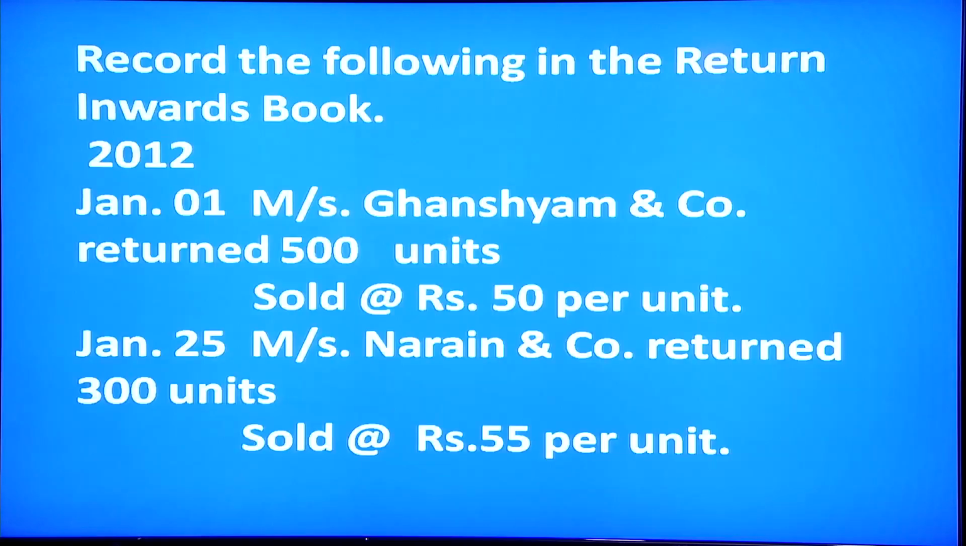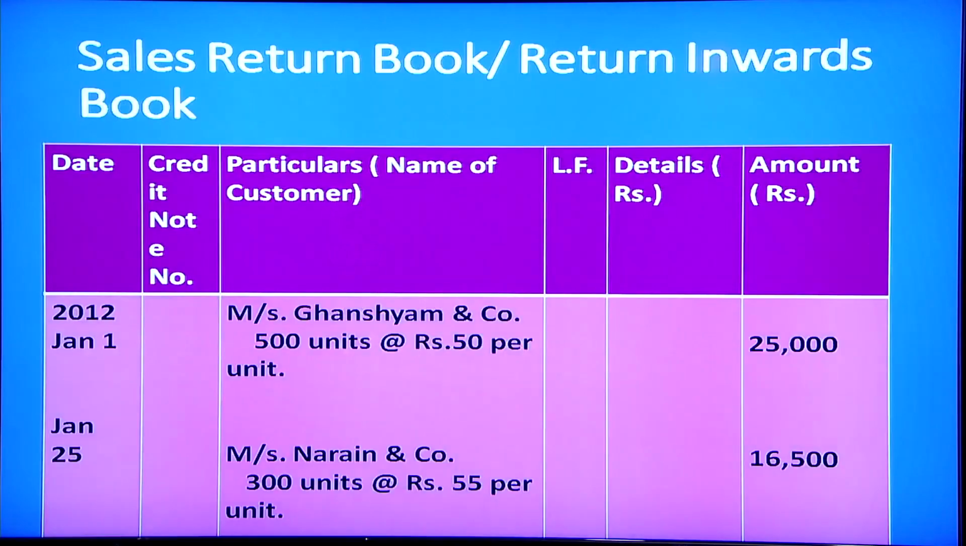We have one more question for the returns inward book. Here I have given the names of the purchasers in the sales returns book with the details, and we have the answer, the sales returns book. How can we prepare it? We are writing in the particulars column the name of the particular party, Messrs. Ghanshyam and Company. What has he returned? 500 units of a particular thing at rupees 50 per unit. 500 into 50 will give you 25,000. So in the outer column that amount will come.